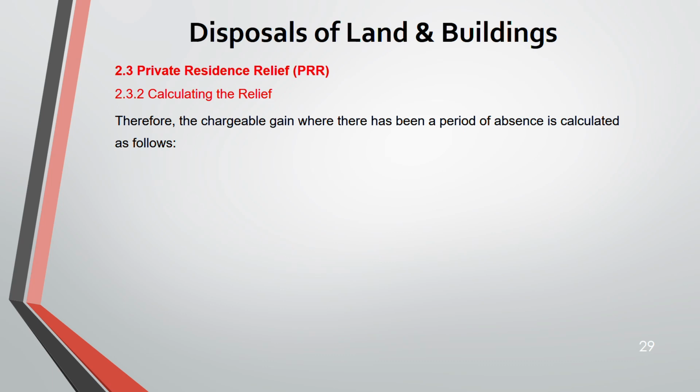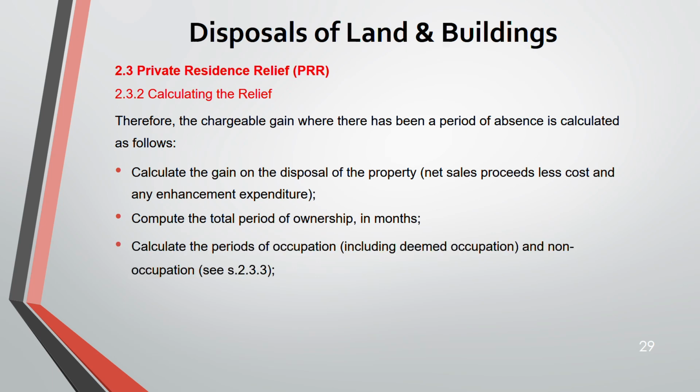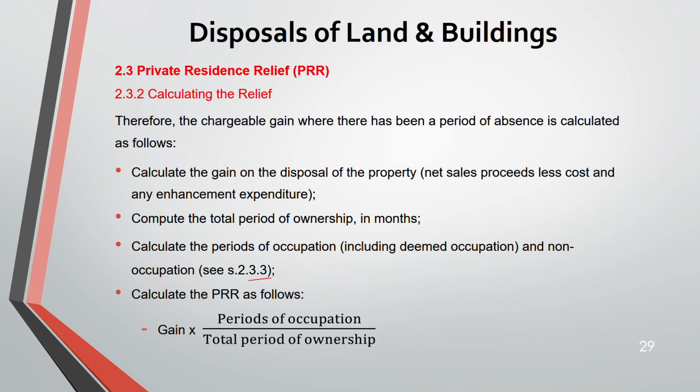So this is how a chargeable gain is calculated when there has been a period of absence. You calculate the gain: net sale proceeds less cost and any enhancement expenditure. Take the total period of ownership in months. Take the period of occupation. In that occupation, deemed occupation you also have to add, and non-occupation. This we will cover in the next section. And calculate PRR: your gain times periods of occupation divided by total period of ownership. Then you calculate the chargeable gain by deducting that PRR from your original gain.